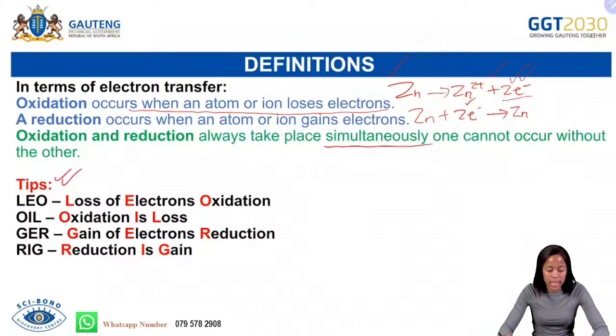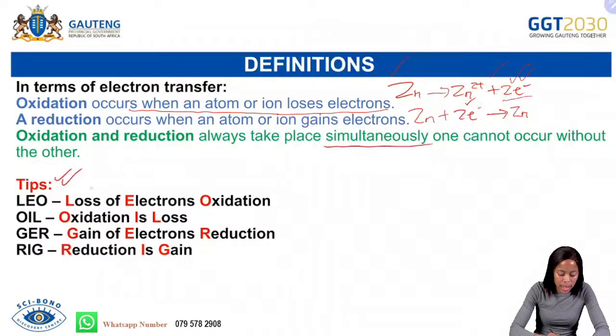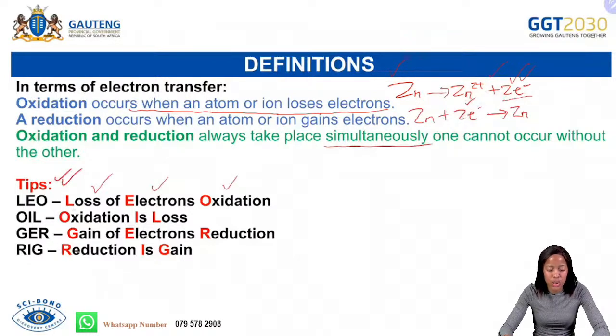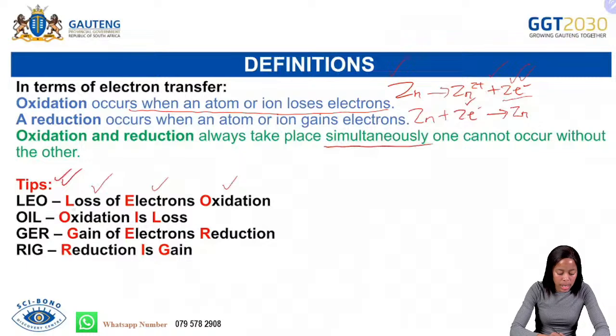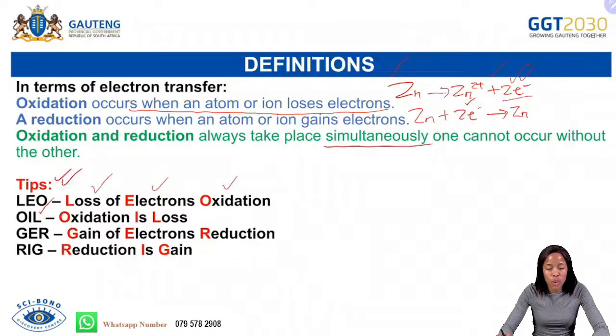So now this is how we can remember it in terms of the electrons. We can use LEO, which is the loss of electrons is oxidation. The L is loss, the E is electrons, and the O is oxidation. Then next we have the word OIL. OIL is oxidation is loss, the loss of electrons.